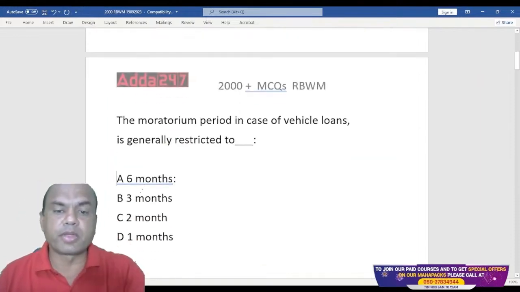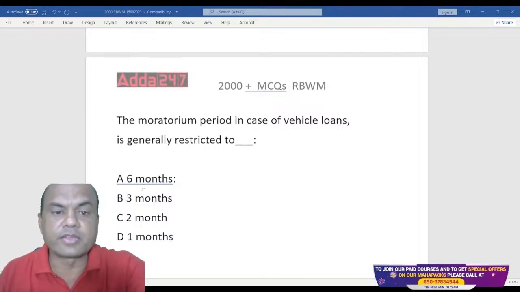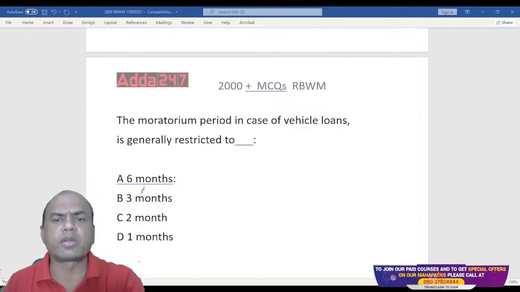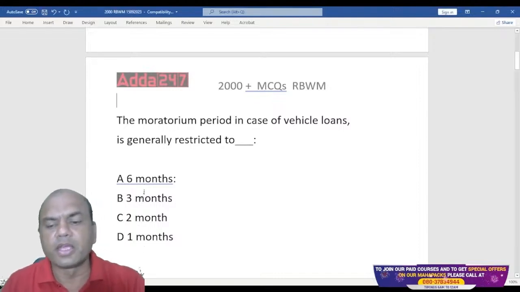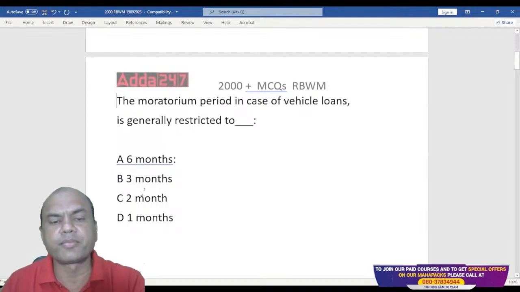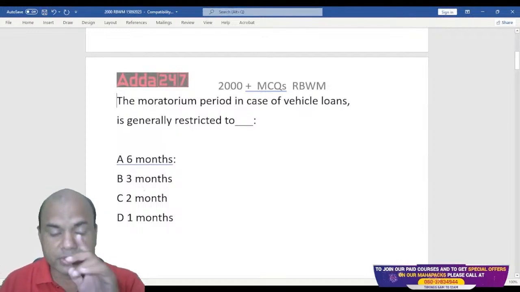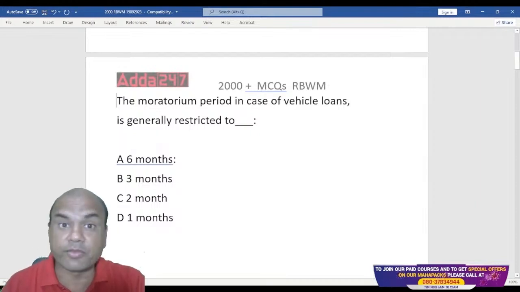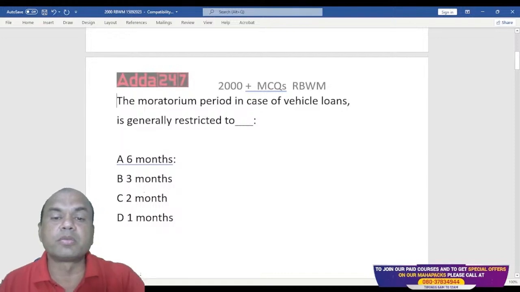The moratorium period in case of vehicle loans is generally considered as what? Okay, what is the moratorium in home loans? Let me get it one by one. In home loans, the moratorium period is generally... Yesterday, I have taken this. Type in the comment section, everyone. In home loans, what is the moratorium period?